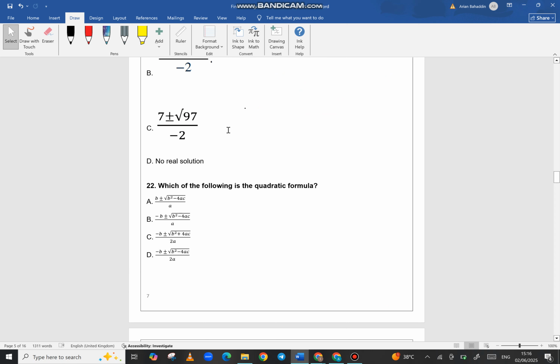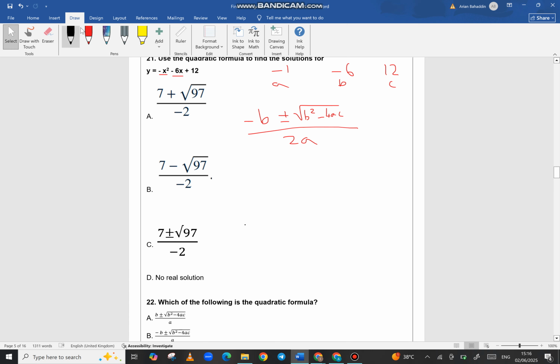So it's D. It's going to be D. There we go. So now we can use that. B is minus 6, so minus 6 plus or minus the square root of minus 6 squared, which is going to be 36, but let's keep it like that for now. Minus 4 times minus 1 times 12. All divided by 2 times minus 1.